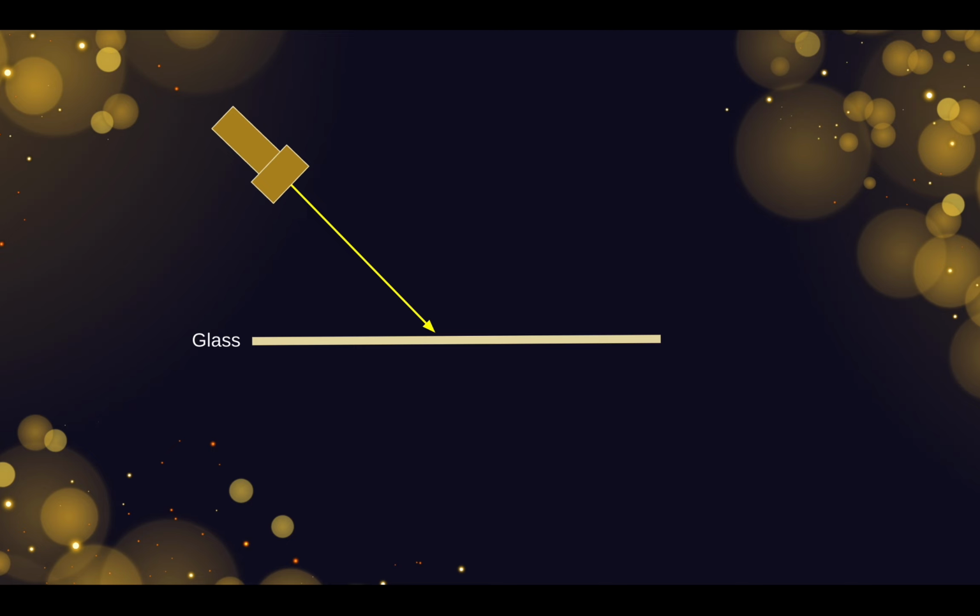Let's define some key terms to know when studying refraction. The point where the ray first contacts the glass is called the point of incidence. From the point of incidence, let's draw an imaginary line perpendicular to the surface of the glass. This is called the normal line, and we will refer back to it numerous times later on.